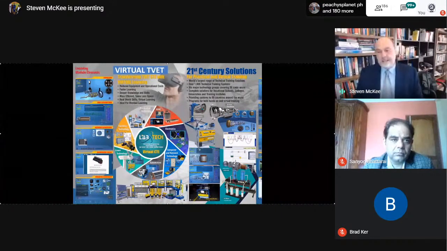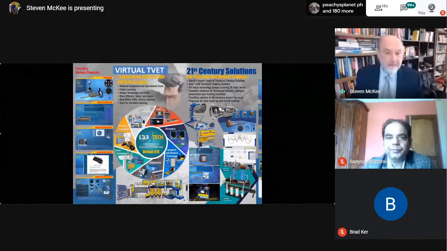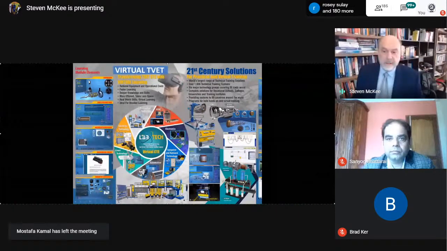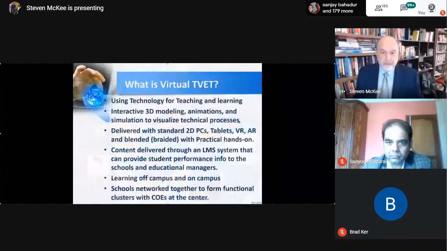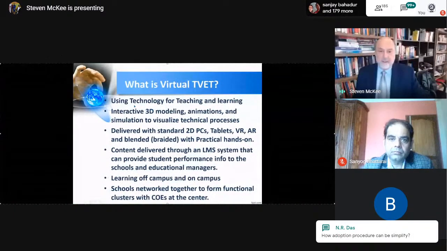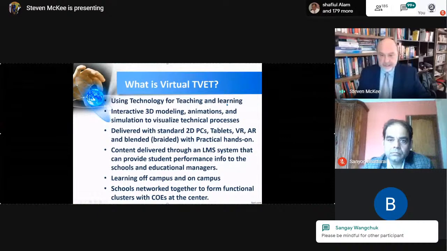And this is ideal because this cuts your workshop time down by probably 50%. It makes it more focused and also relieves the burden from the teacher from a lot of the theory, and it does it in a very good way. So what is virtual TVET? What we try to do, at its heart, we're using technology for teaching and learning for TVET.